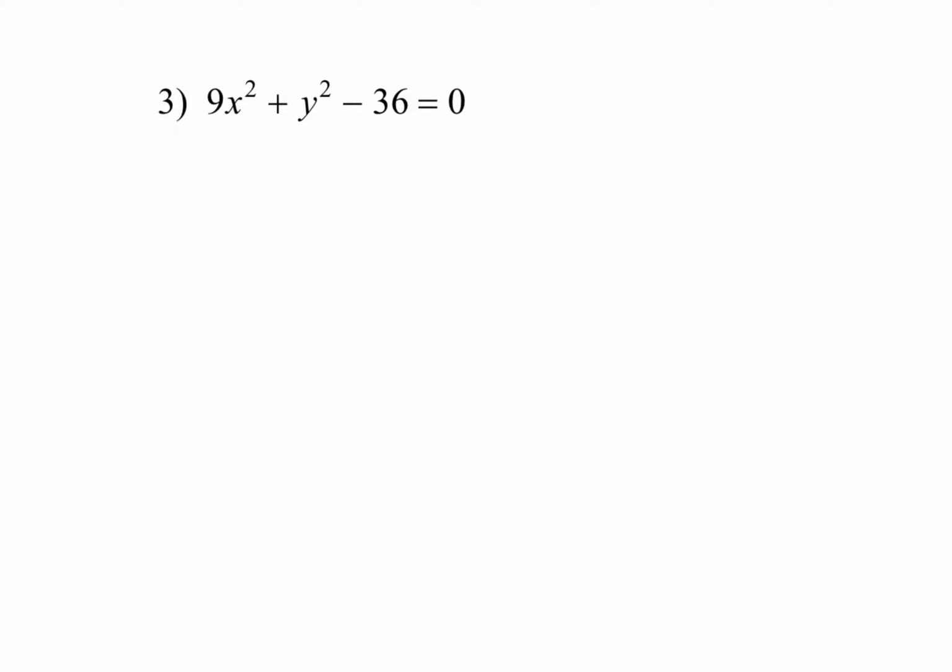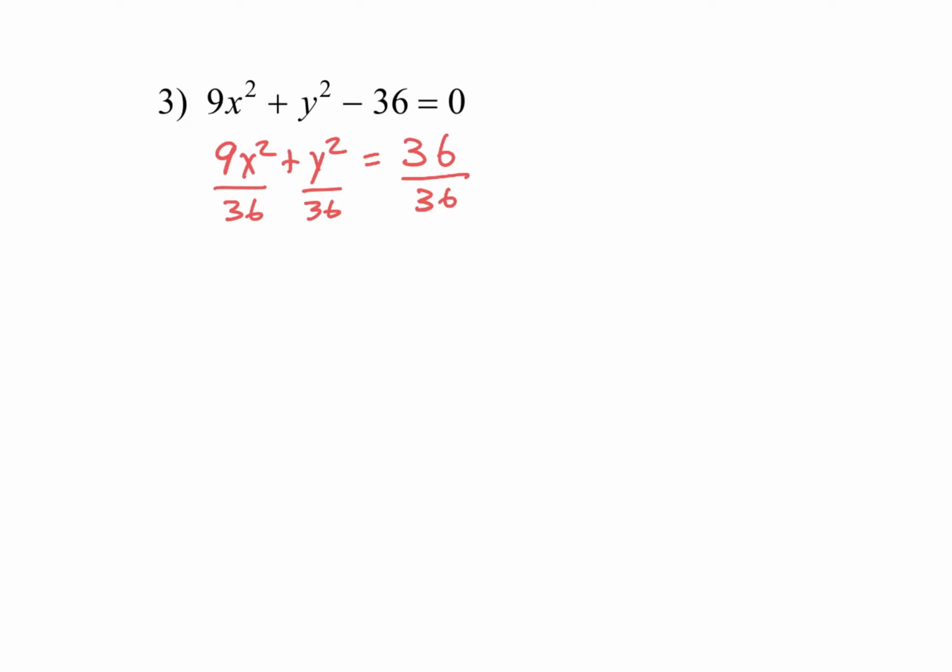So what am I going to do first? Add 36 and divide by 36. So two steps in one. We're going to add 36 to both sides, so that's what I have. And then we have to set it equal to 1, so we're going to divide by 36.